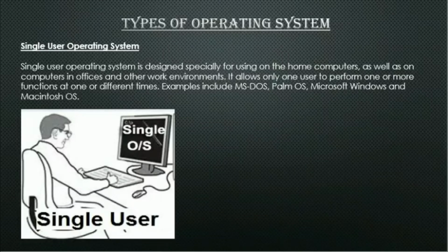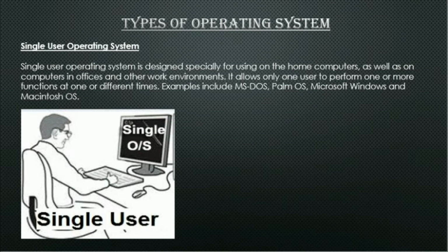In this video, we are going to discuss the types of operating system. The first one is single user operating system. From the name, you can understand what a single user operating system is, which means only one user can use this operating system at a time.